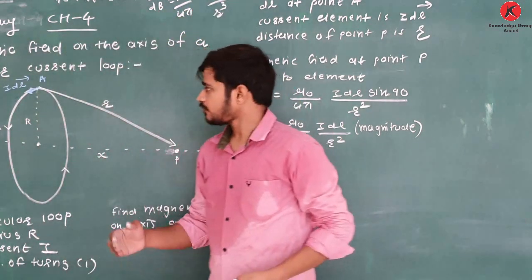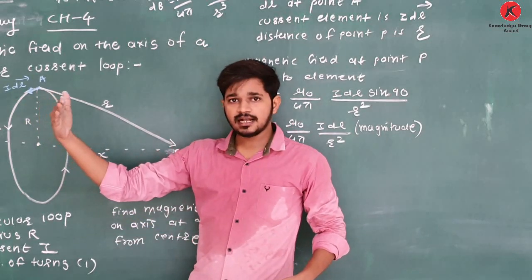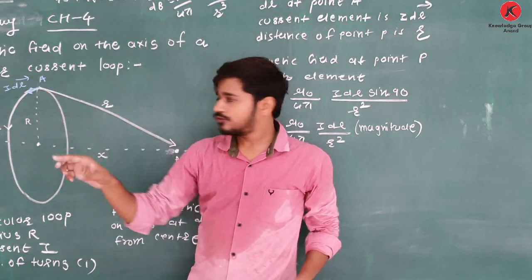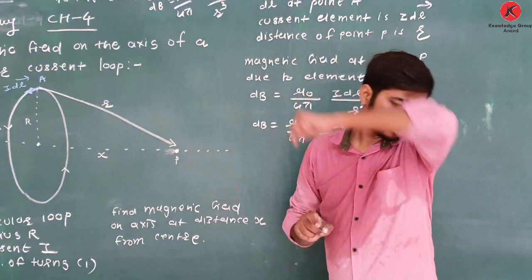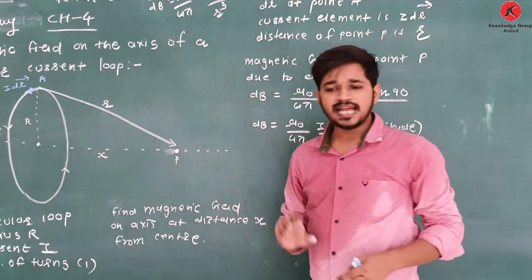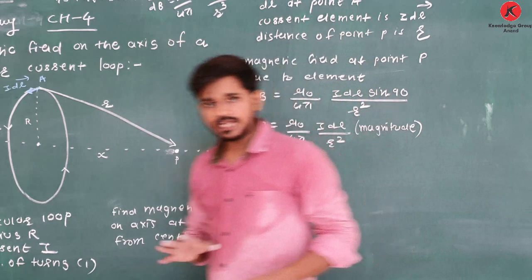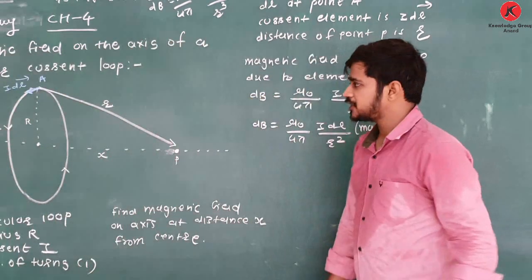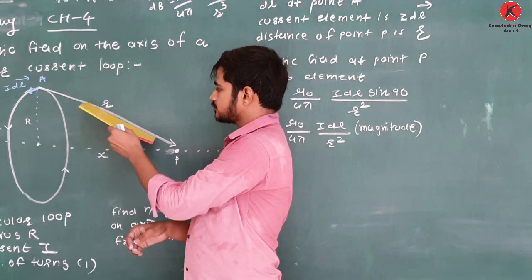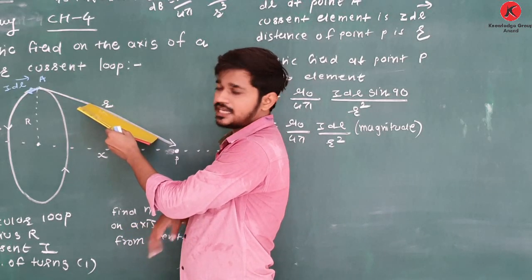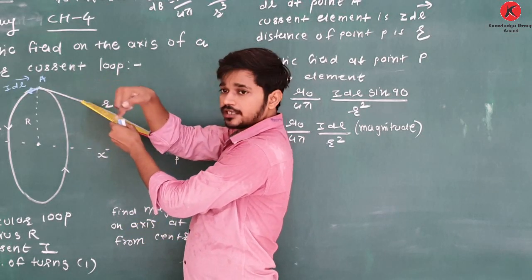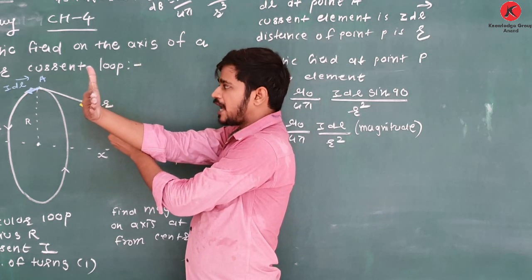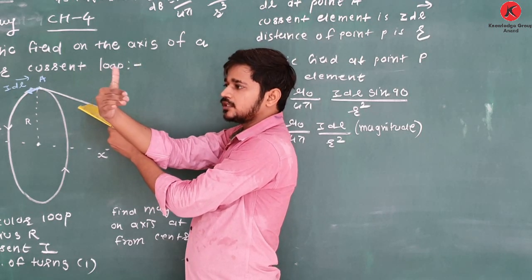See here, I dl is outside. Yes or no? I dl is outside, and r is in this direction. Again, I dl is perpendicular, coming outside, and r is in this direction. Then how to find the direction? See, it is the plane containing this r and I dl. I dl is outside, so first of all put your right hand in the direction of I dl, and wrap your fingers towards r.